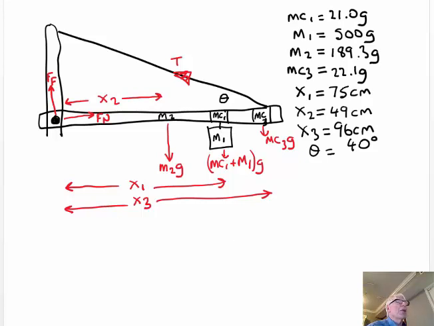What's the principle that I'm using? The sum of the torques about the turning axis equals zero. Where shall I put the turning axis? I don't want to deal with FF and I don't want to deal with FN, so I'm going to put the turning axis right where that hinge is. And then I say, okay, let's write it out in principle.